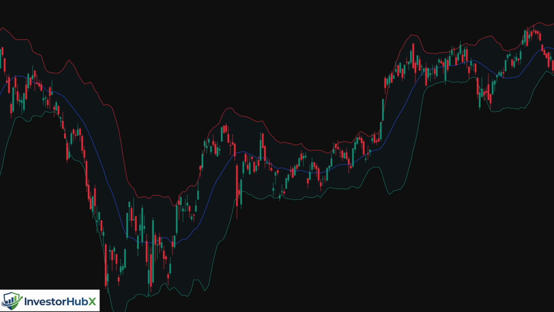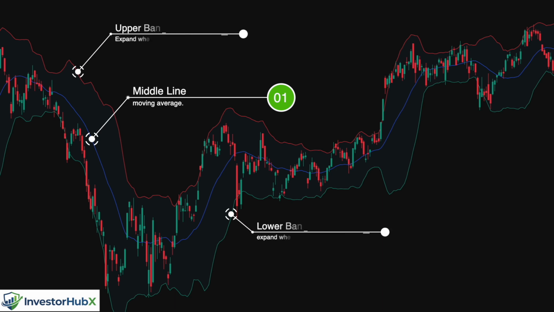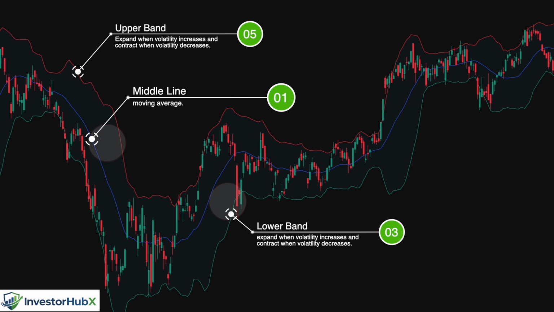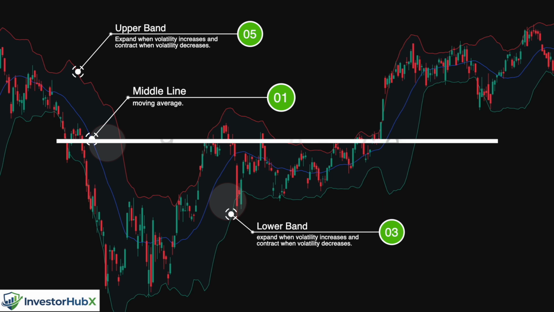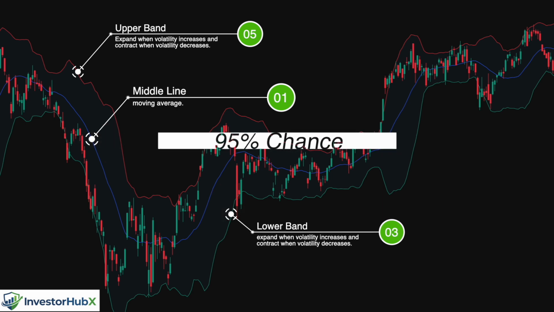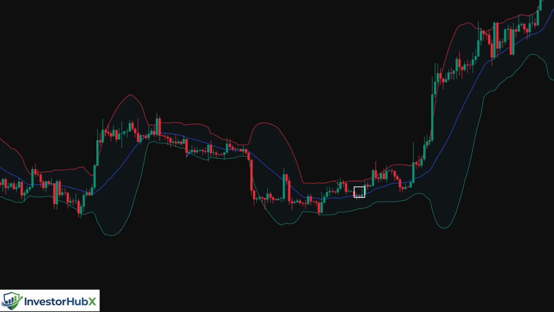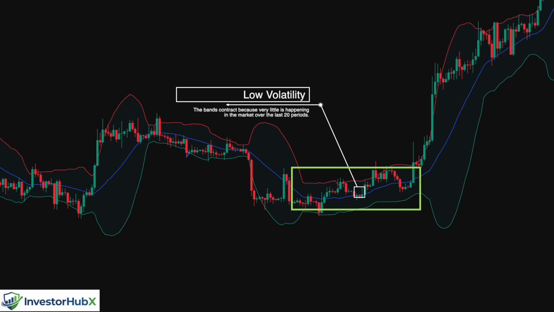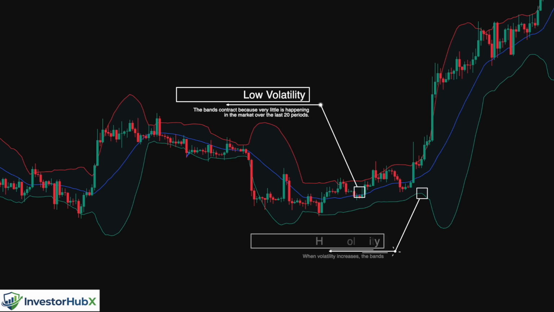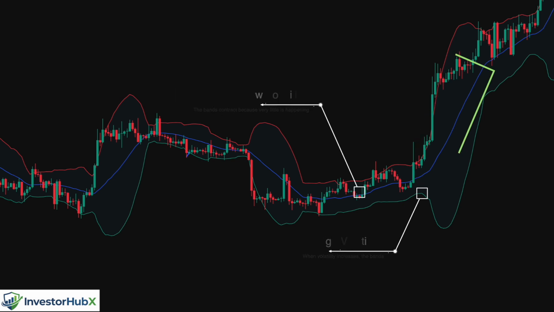Bollinger Bands consist of three lines. The middle line is a moving average. The upper and lower bands expand when volatility increases and contract when volatility decreases. They are typically set at 2 standard deviations away from the moving average. From a statistical perspective, 2 standard deviations mean that around 95% of price action will fall within the upper and lower bands. When volatility is low, the bands contract because very little is happening in the market over the last 20 periods. When volatility increases, the bands expand to reflect stronger price movement.